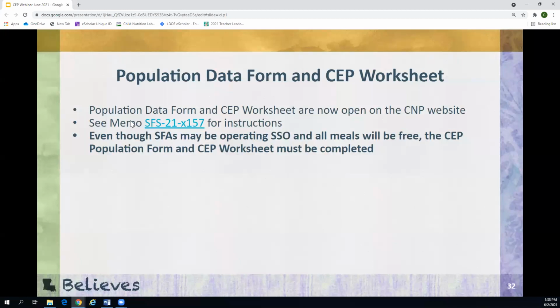And even though SFAs may be planning to operate the seamless summer option next school year, you are still responsible for completing the CEP population form and the CEP worksheet.